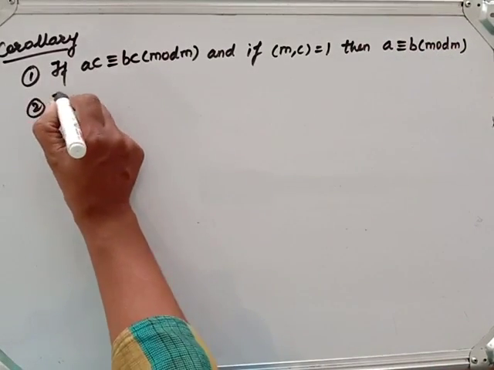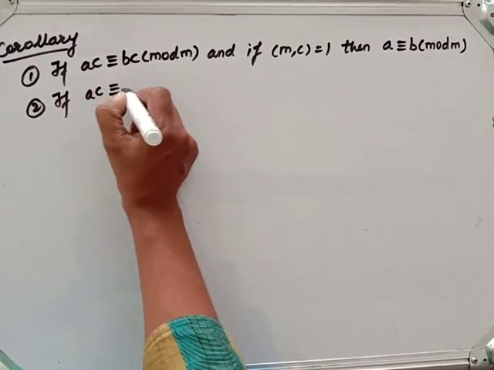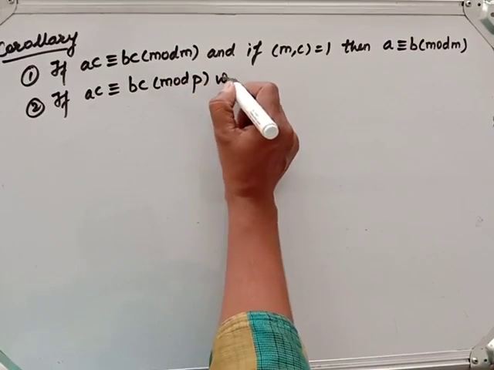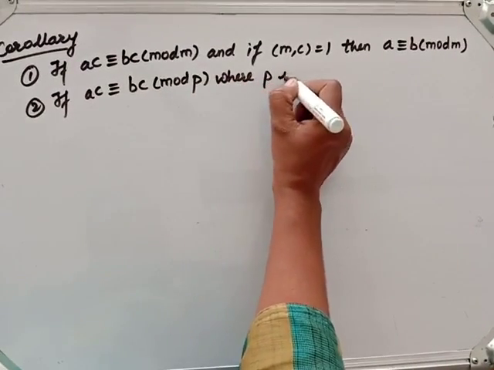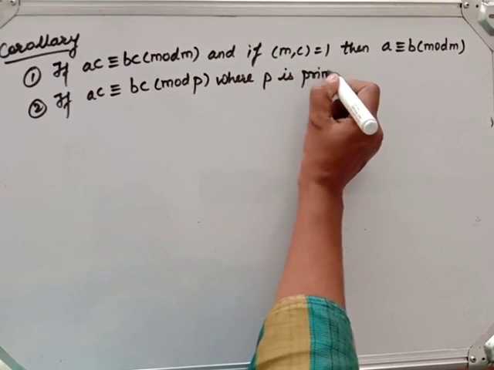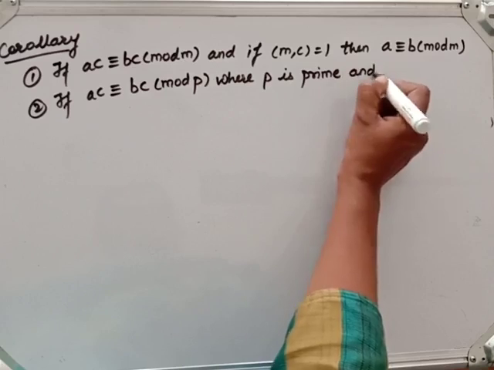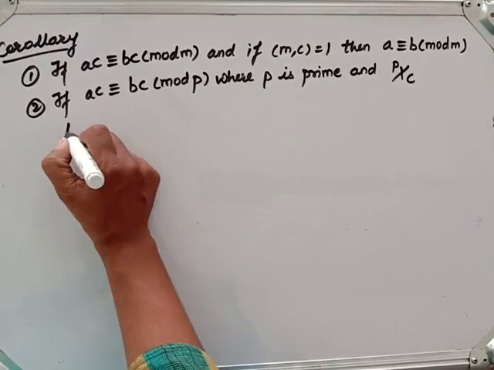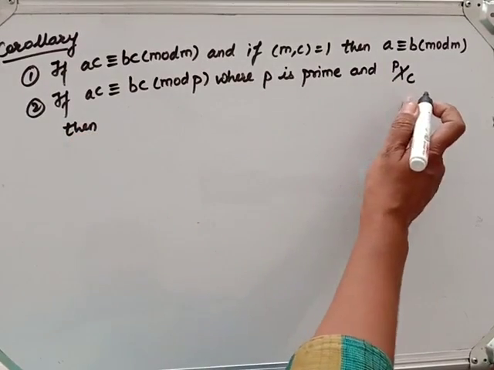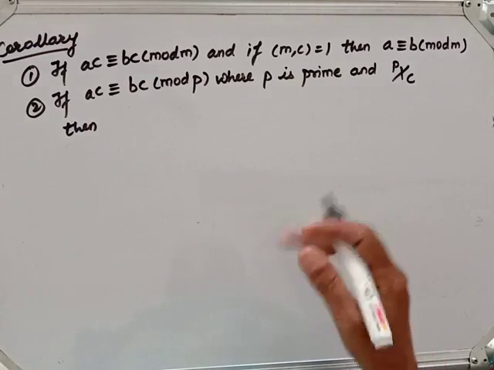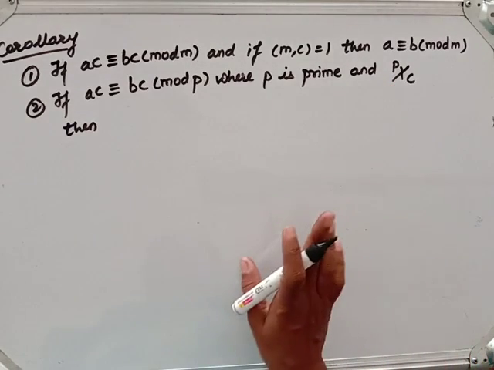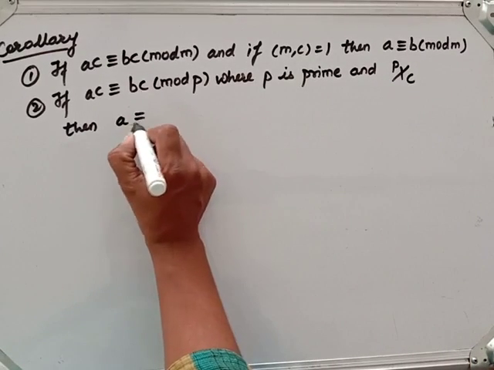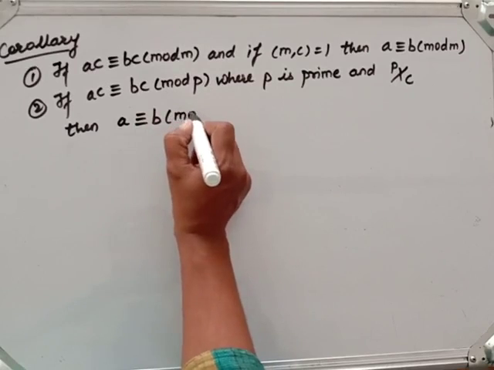Then second, if AC congruent to BC modulo P, where P is a prime, and P is such a prime which doesn't divide C. P doesn't divide C means the GCD of P and C should be 1. So it gives A congruent to B modulo P.